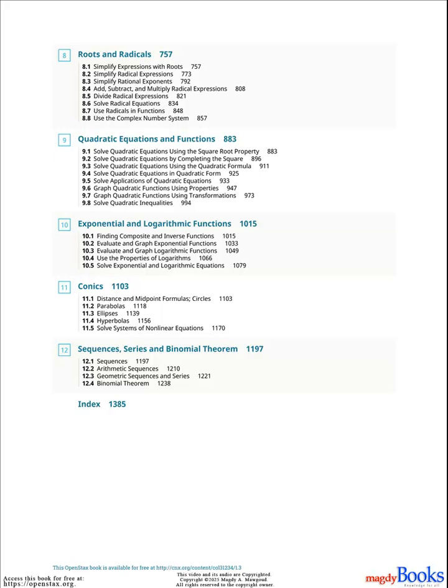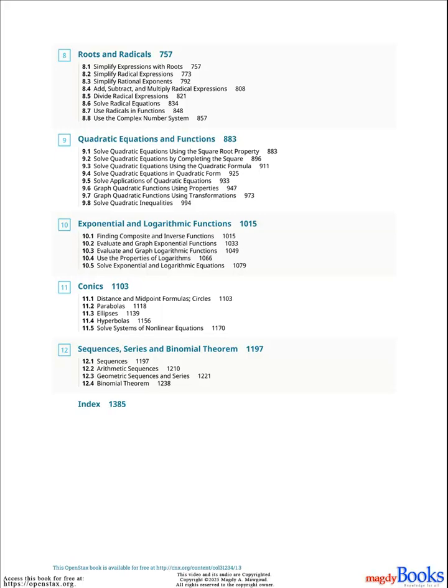9.6. Graph quadratic functions using properties. 9.7. Graph quadratic functions using transformations. 9.8. Solve quadratic inequalities. 10. Exponential and logarithmic functions.